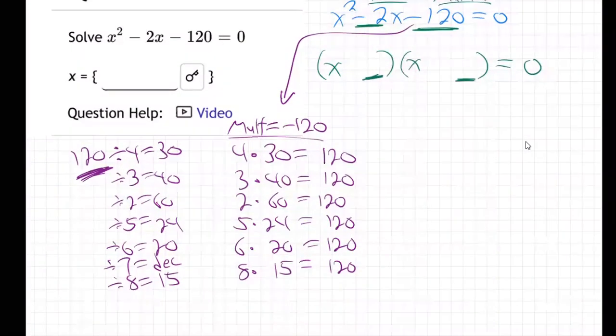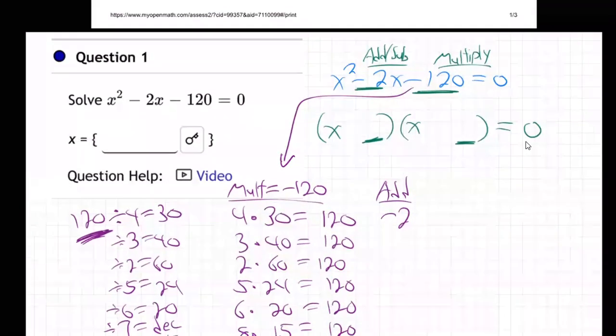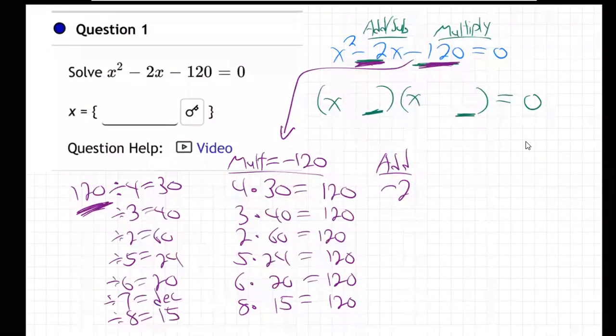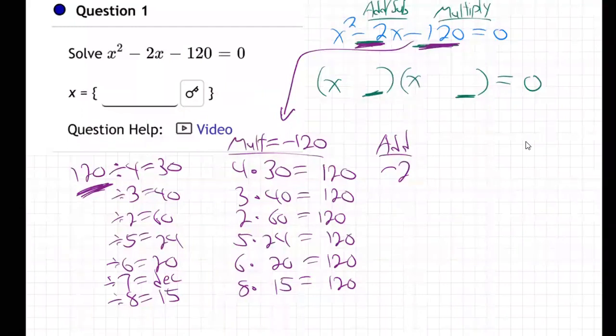Now, how do you know which? Well, they have to add to be negative 2, right? Remember that's right here. Add to be negative 2, multiply to be negative 120. The number at the back is what they multiply to be. The number in the middle is what they add to be. So which of these numbers add? Are any of these numbers separated by 2? No. Maybe I better do more.